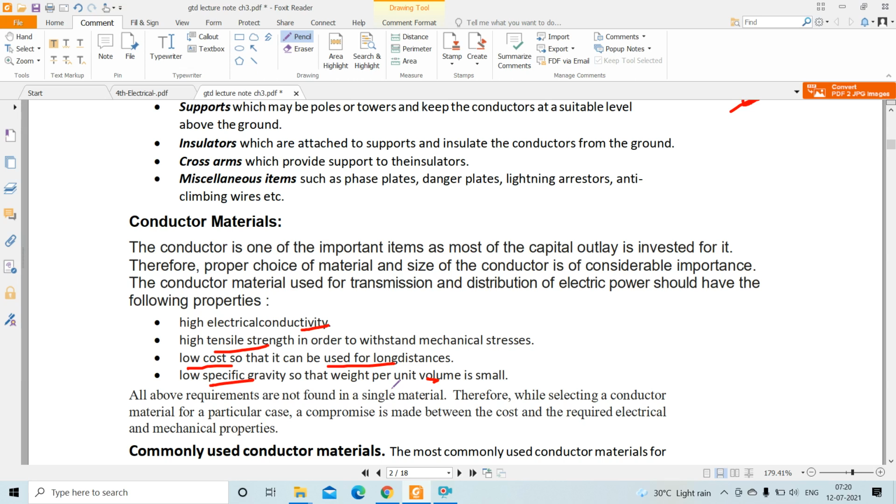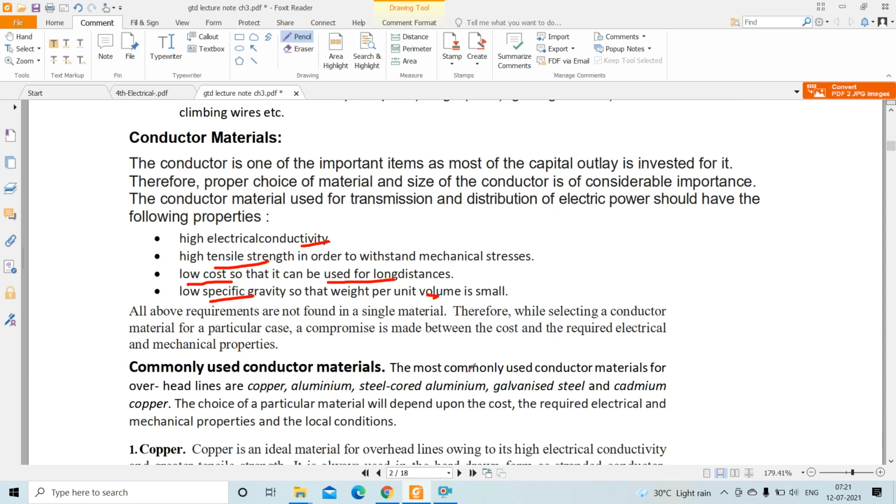So these are the conductor properties: high electrical conductivity, high tensile strength to withstand mechanical stress, and low cost because it is used for long distances. We have to use a large quantity of conductors, so it should be low cost. Then low specific gravity so that the weight per unit volume is small. These are the properties we should take into account.